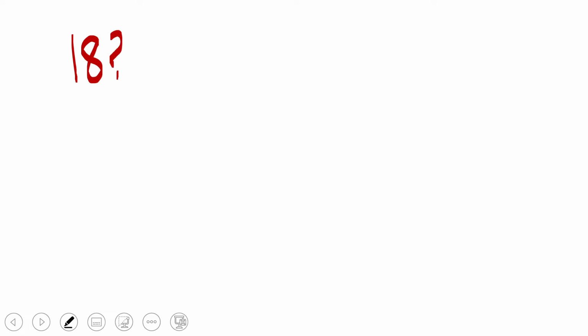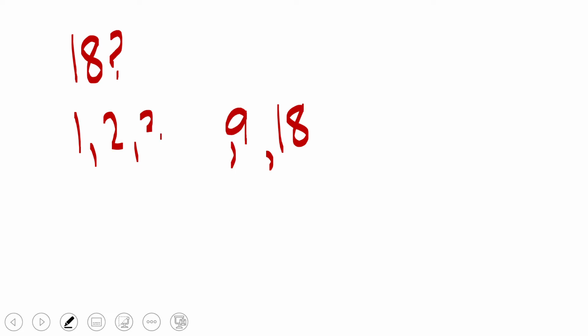What are the factors of 18? Going through the same process, I can jot them down quickly. 1 times 18, 2 times 9, 3 times 6. 4, 5, 7, 8, and so on are not factors of 18. So I've exhausted all the factors of 18.